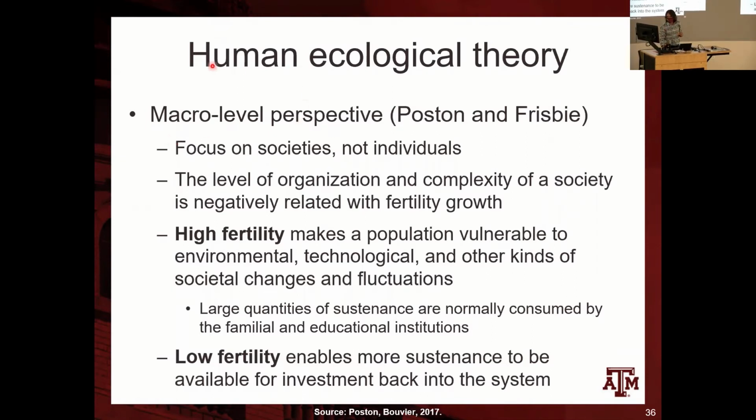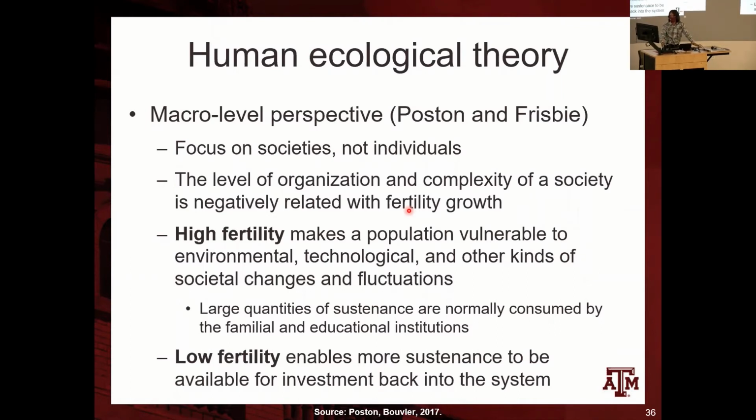So in this macro level perspective of the human ecological theory, trying to explain why fertility declined over the years, there is a focus on societies, not individuals. We try to understand the level of organization and complexity of society. And usually what we see is that more organized, more complex societies usually have lower fertility. So more organized and complex societies are negatively related with fertility growth. As societies get more complex, we have more specialization of occupations and so on, people will start to have fewer children, right?